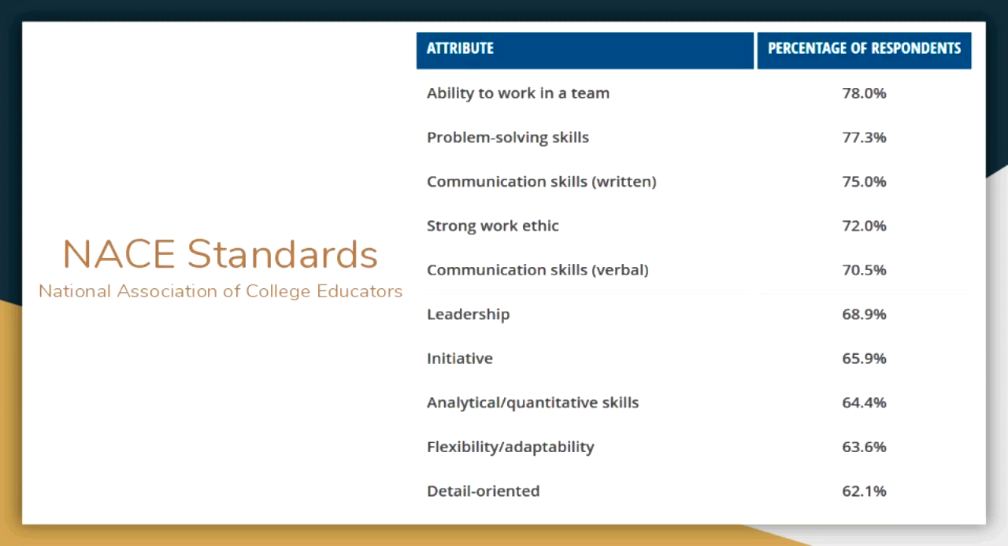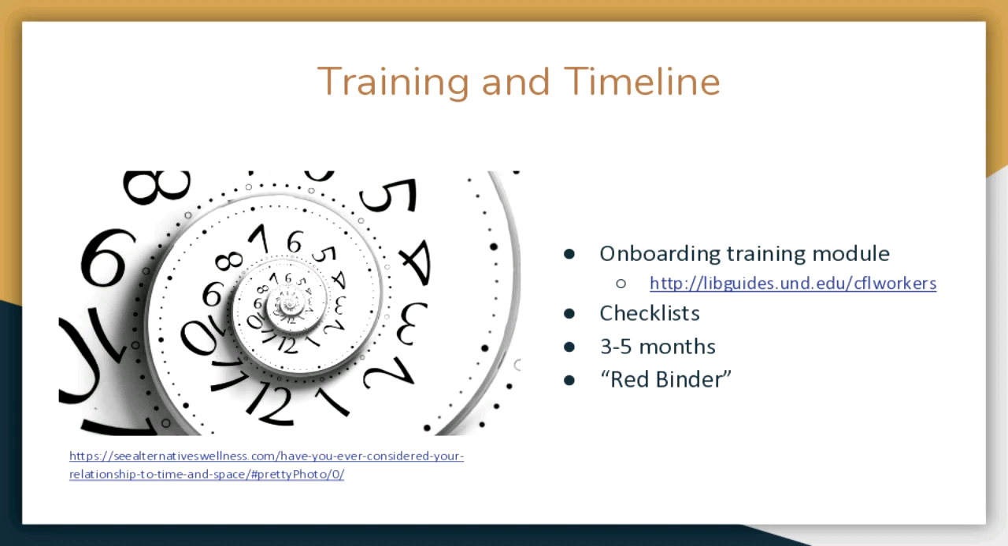So we chose them by looking at the NACE standards, and this is something that you can look for online yourself. The training and the timeline, we started this with creating the online onboarding training module that you can see the link there. All students are expected to go through that, and then they get a checklist that they're expected to do in about 3 to 5 months to check that off, as well as having a red binder that's going to make sure that they are being accountable for what they have to learn and any changes that are happening across the department.